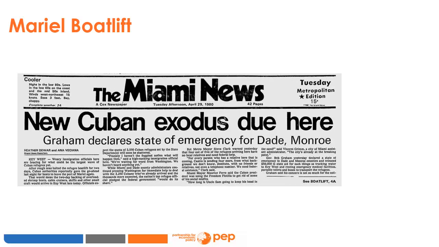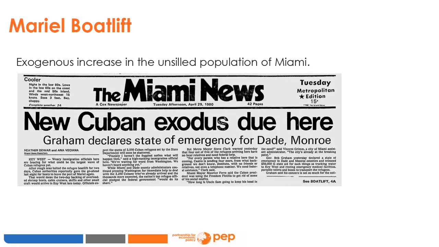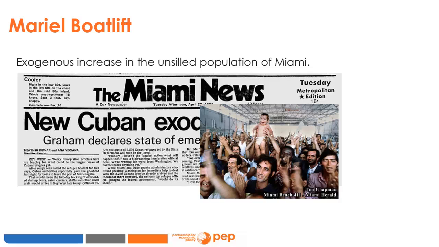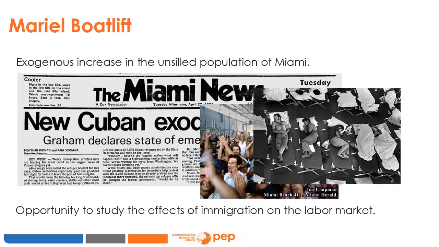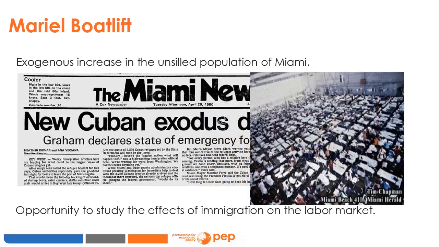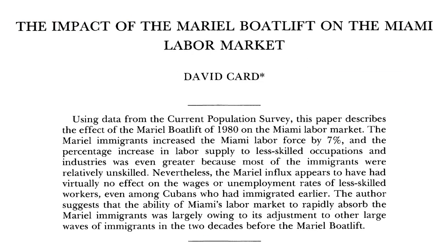The Mariel Boat Lift created an exogenous increase in the unskilled population in Miami and an opportunity to study the effects of this type of immigration on the native labour market. In theory, a supply shock of the magnitude of the Mariel Boat Lift could depress the wages of local workers, particularly the poorly educated. The conclusions from this natural experiment are mixed.